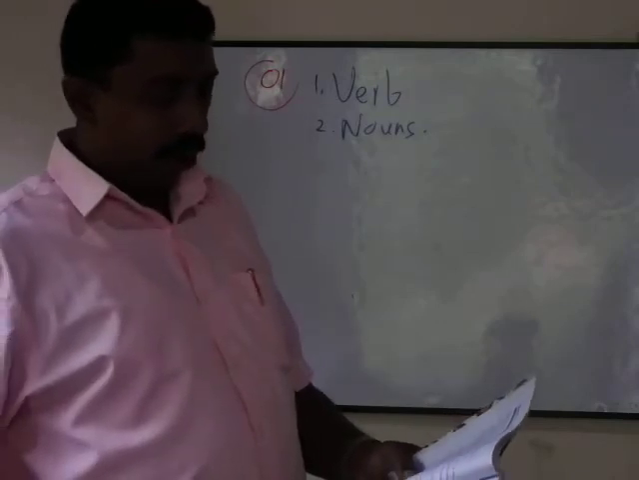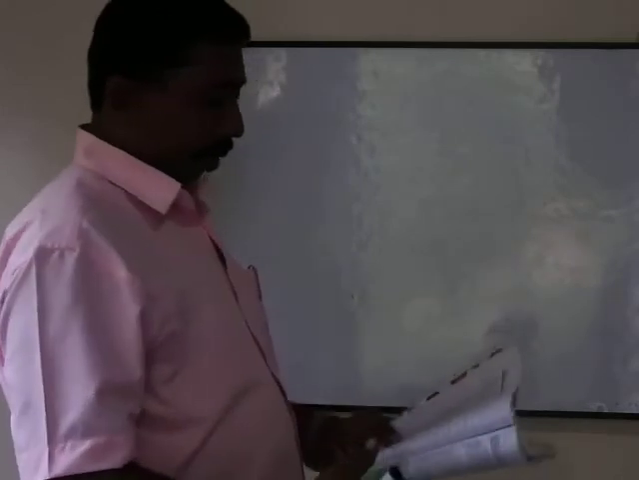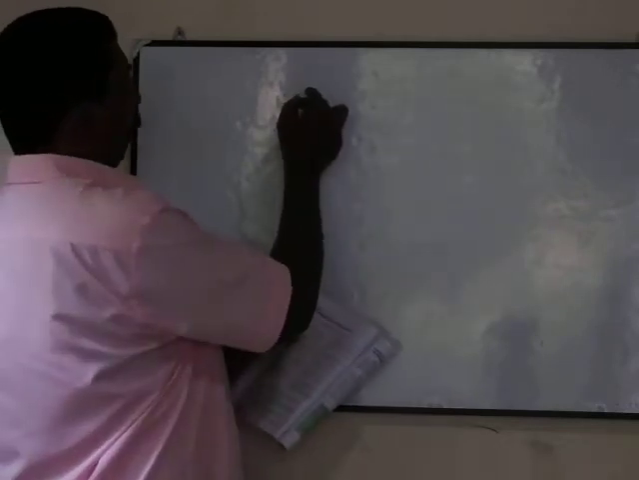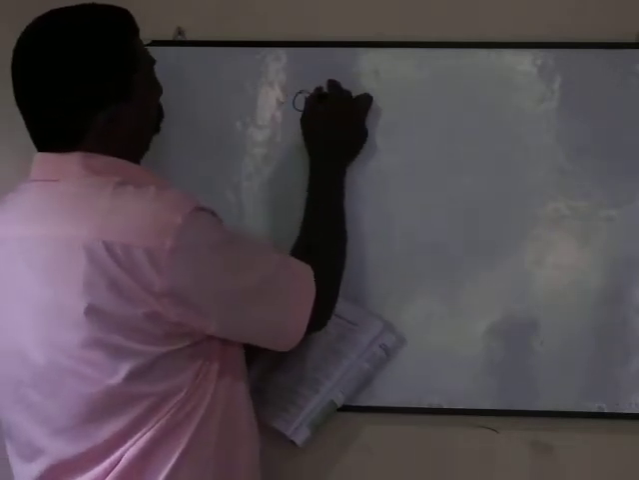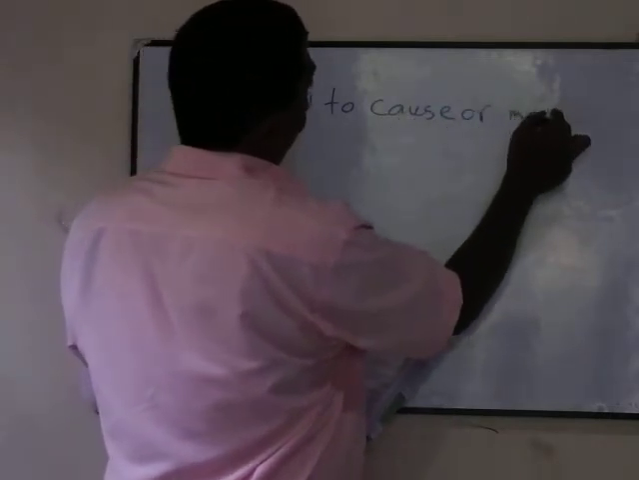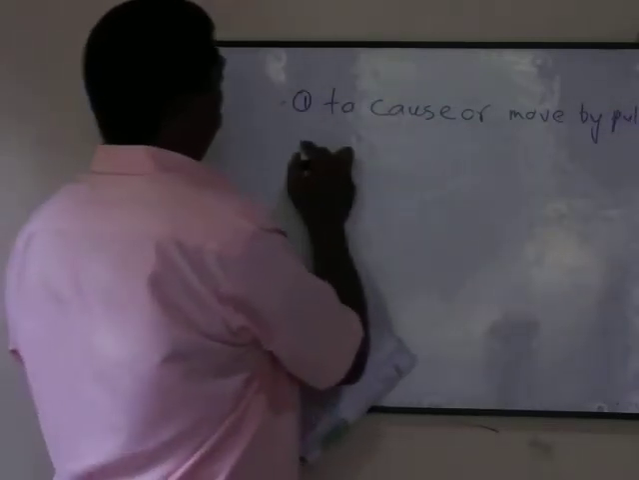Write three meanings of the word draw. Now you can find three meanings. One is to cause or to move by pulling. One, to cause or move by pulling.